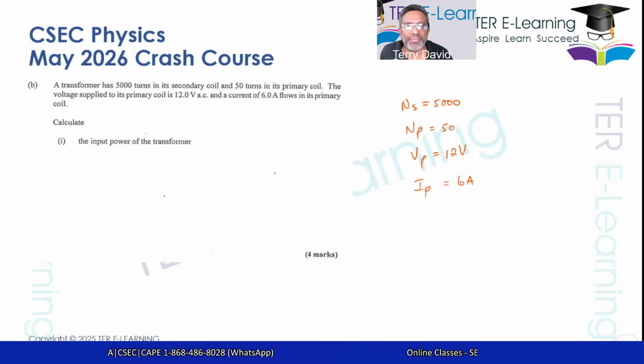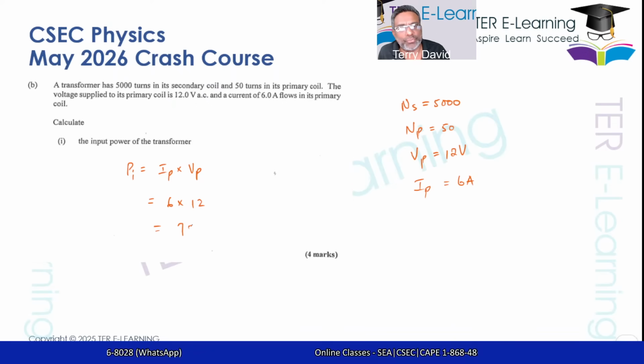Okay, so the first thing they want us to calculate is the input power to the transformer. The power input to the transformer is simply the primary current multiplied by the primary voltage. So the primary current here is 6 amps multiplied by the primary voltage, which is 12. 12 times 6 is 72. So that's 72 watts. Okay, 4 marks. Easy marks.